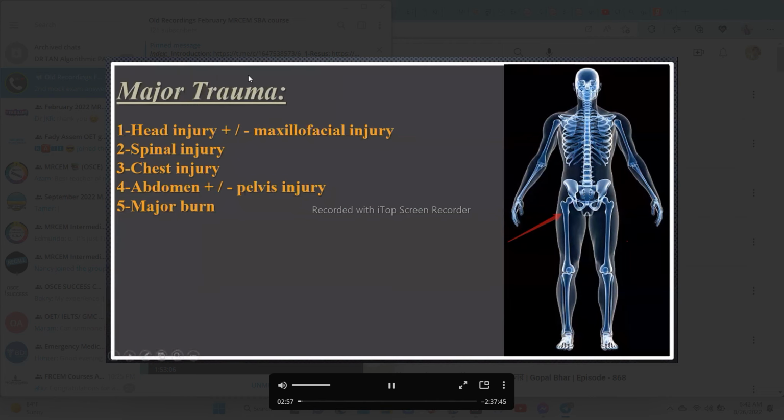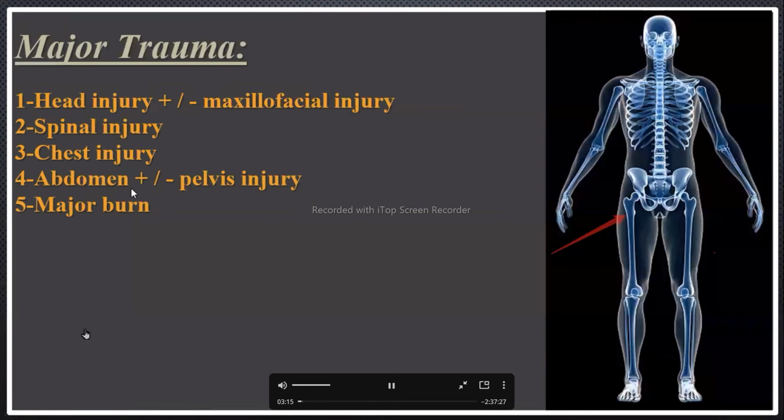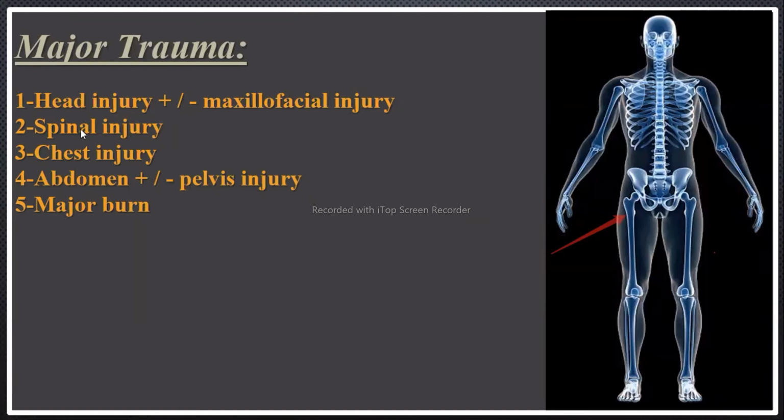Yes. So in major trauma, it means head injury, maybe plus or minus maxillofacial injury, a spinal injury also after the head, and chest injury, abdomen, and if the Royal College say abdomen, it means abdomen and pelvis. Major burn. So here regarding guidelines for spinal injury, different if it will be the spinal and head injury. Take care. I sent already in the group.